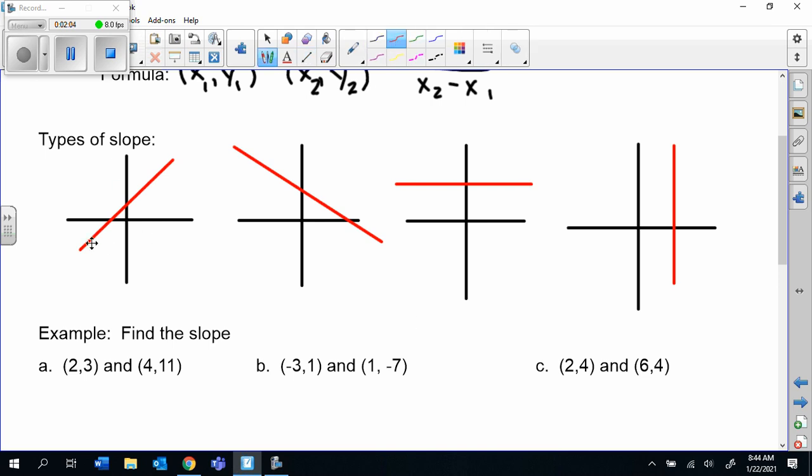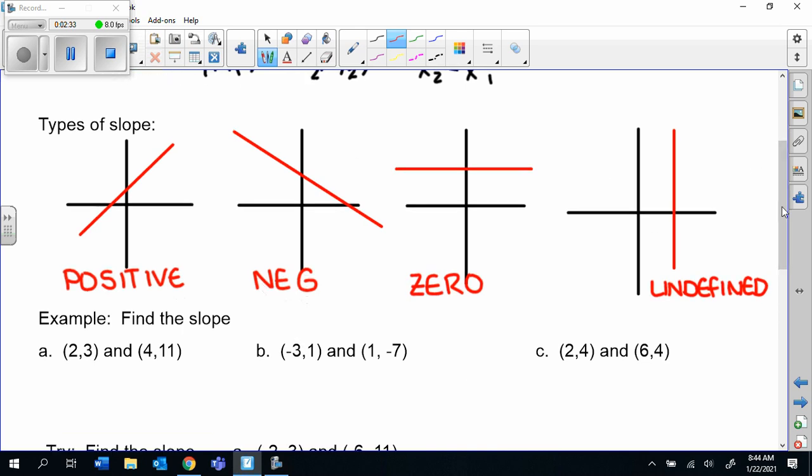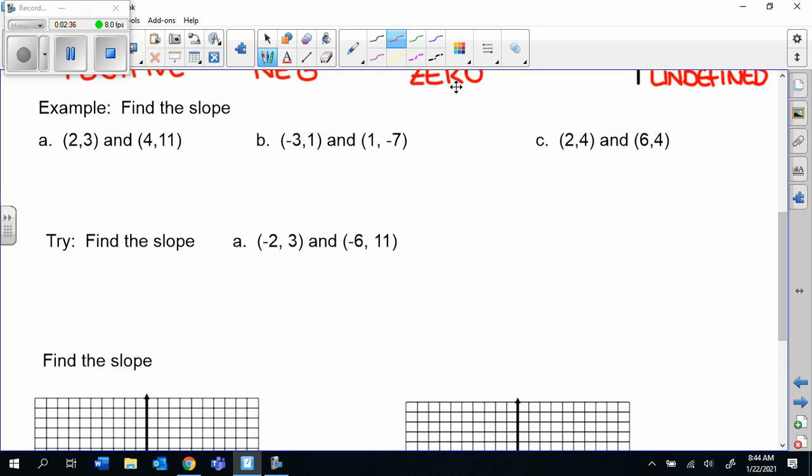And so here, this is an example of positive. This is an example of negative. This is no slope or zero slope. And then if it's vertical, we say it is undefined. So, graphically, this is what it looks like. Let's practice a few where we plug it into the actual slope formula.